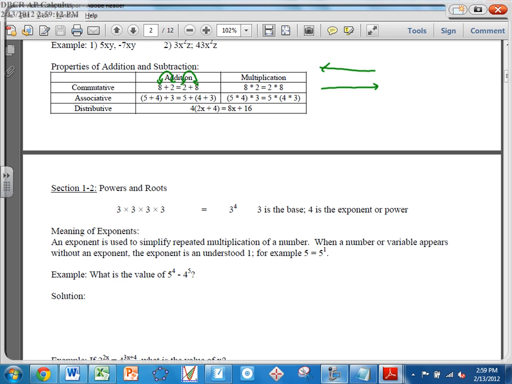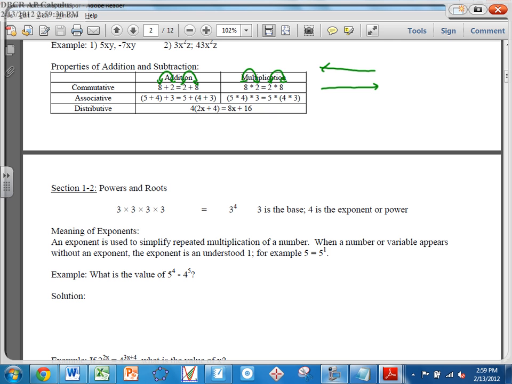I can do 8 plus 2 or 2 plus 8. I could do 8 times 2 or 2 times 8. It does not matter. Next, associative. Think about associative as who do you associate with? Who are your friends at school? Well, you're in a group of friends, aren't you? So this has to do with the grouping, or who you associate with.